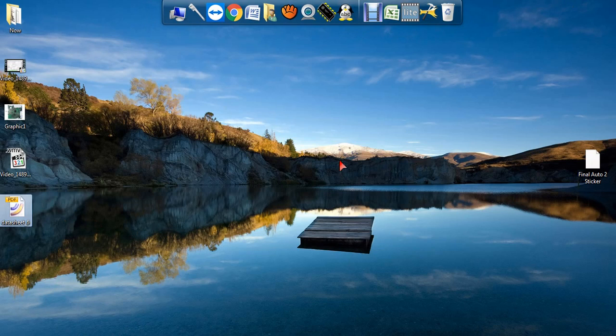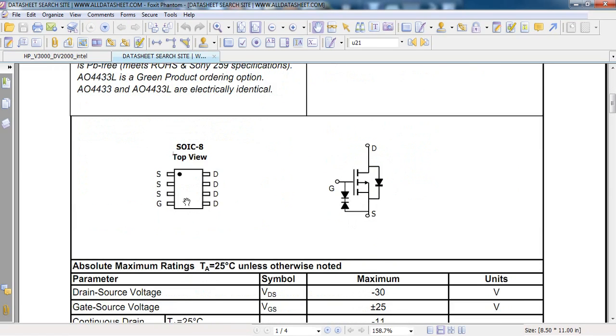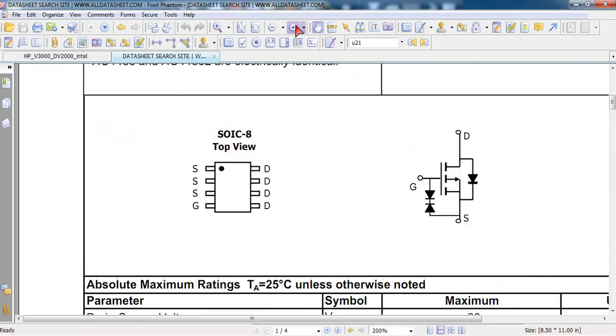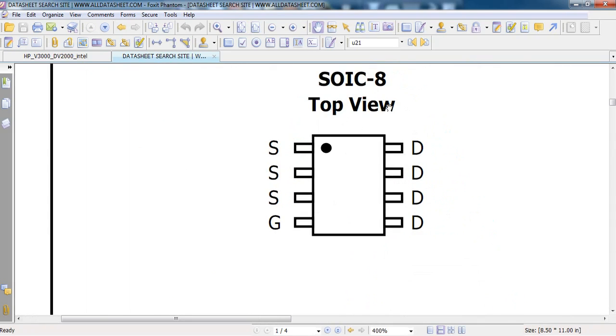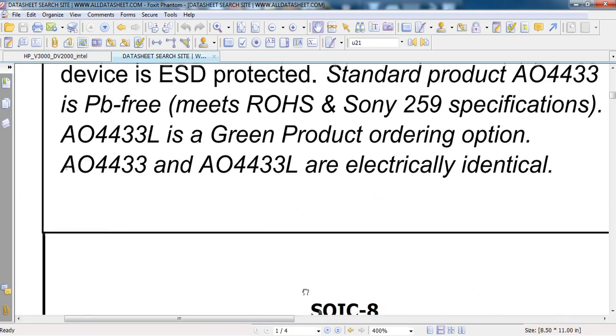Yeah, it has come to here. Yes, this is a P channel enhancement mode field effect transistor. Okay, this is P channel. As I told you, in the 8-leg MOSFET, this is the dot symbol, this is the identification for us. So the dot symbol is pin number 1, pins 1, 2, 3 are source, pin number 4 is the gate, pins 5, 6, 7, 8 are drain. Okay, and this is the P channel.